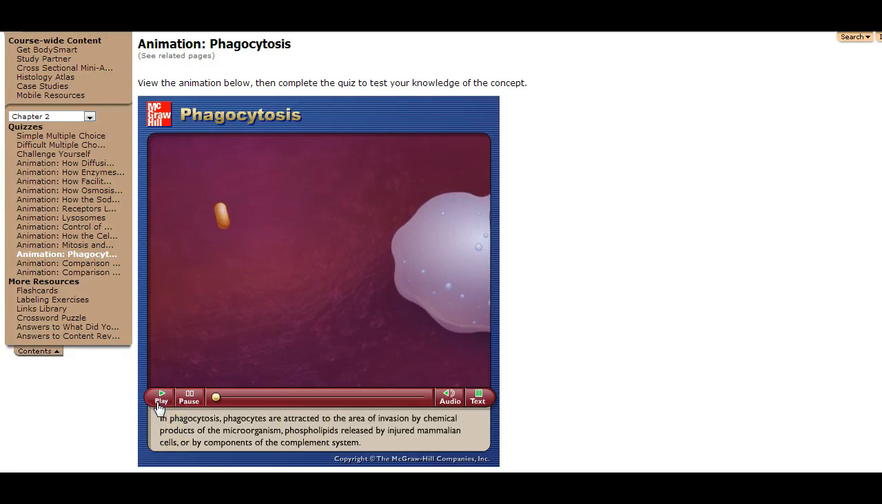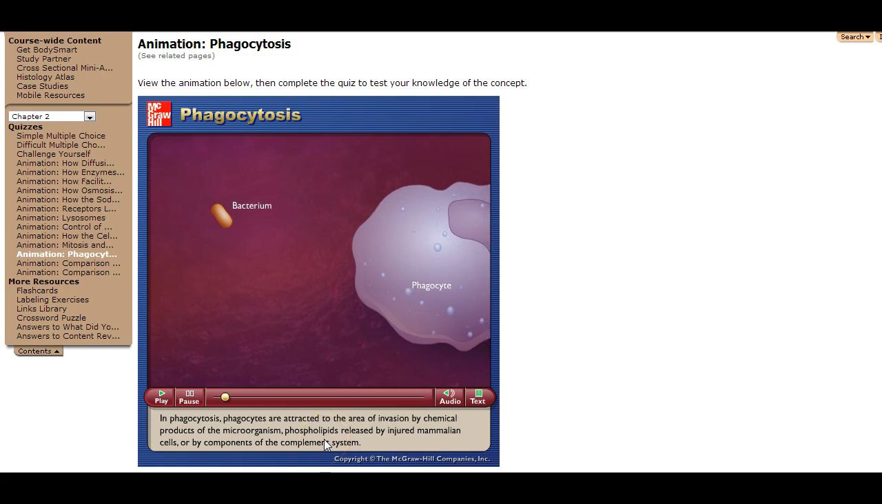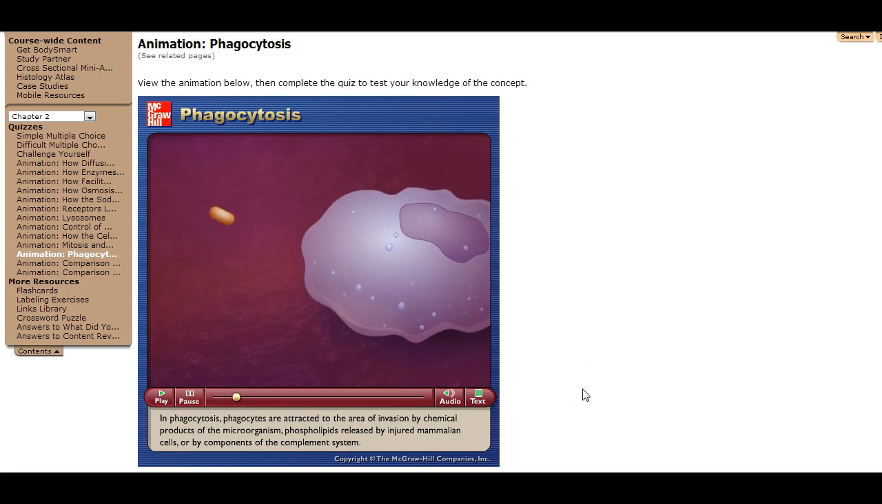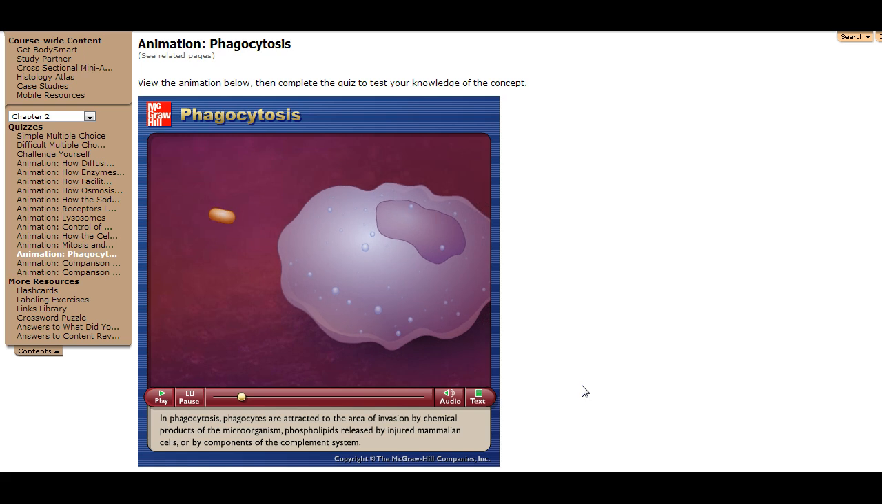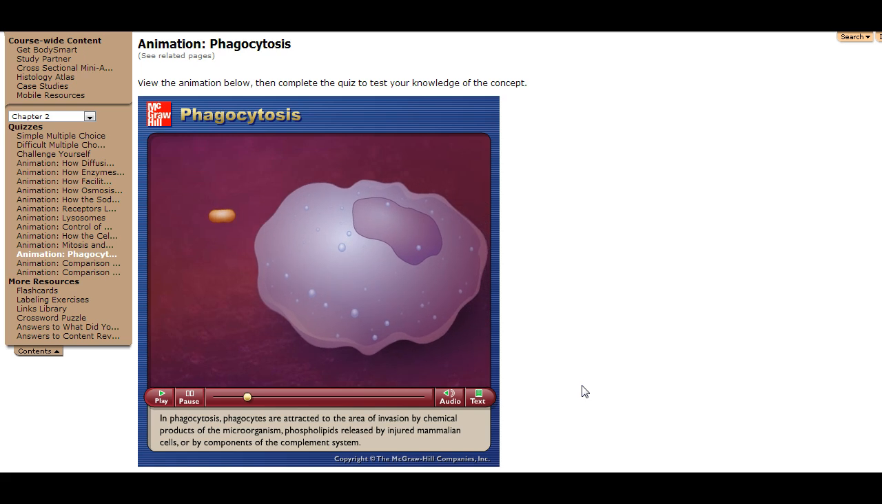This shows you phagocytosis. In phagocytosis, it's going to show the cell actually wrapping around this bacteria and kind of eating it.